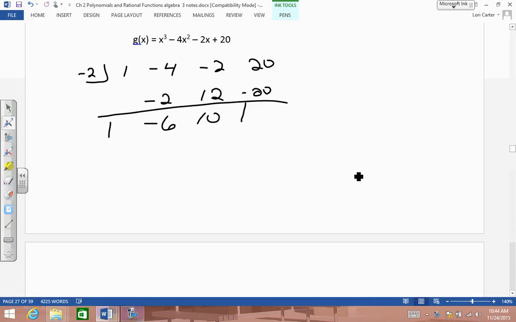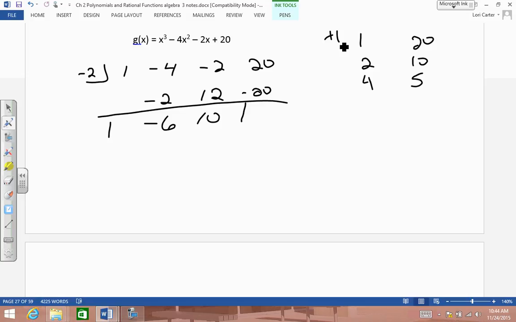Factors of 20 divided by 1, correct? So you're plugging in 1 and 20, 2 and 10, 4 and 5, right? All plus and minus. Okay, so you plugged in all the positives, none of them worked, correct? So you plugged in -2 and you got this. Everybody happy? Okay, when you do -2, what can I do with the 1, -6, and 10?